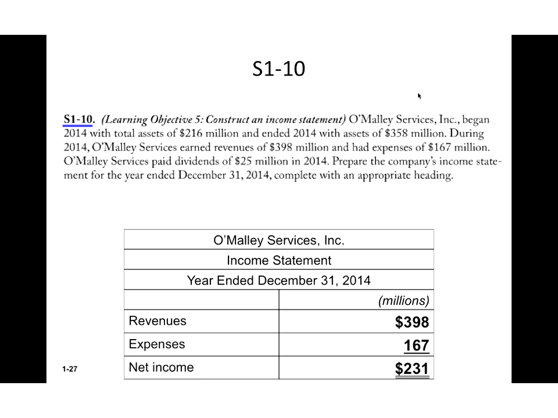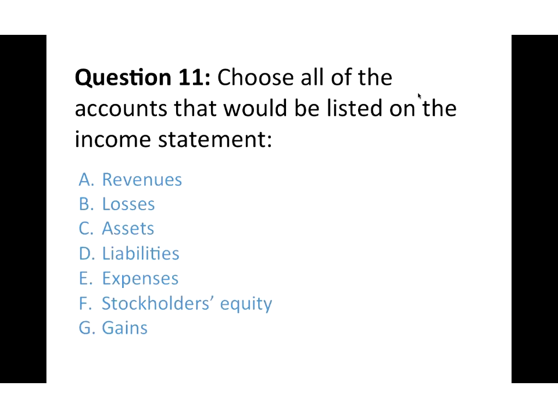So income statements have revenues and expenses. You're also going to see gains and losses on income statements. That's just to be aware. You're not going to see it in this chapter, but on this question, you have to choose all the accounts that would be listed on the income statement. This is one where you have to select several accounts, and then you have to submit it when you're done. So make sure you submit your answer on this one.